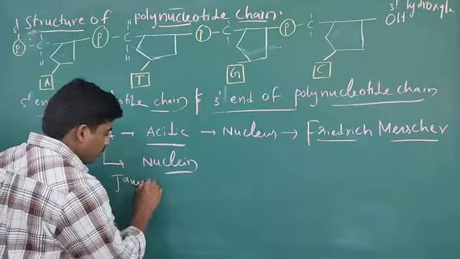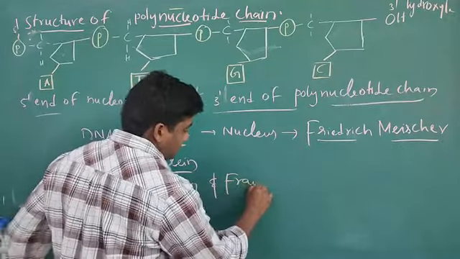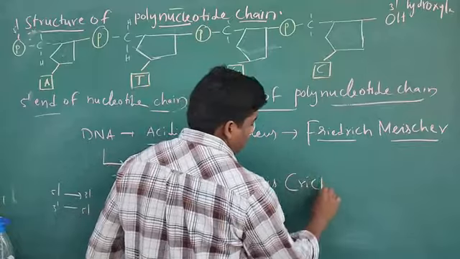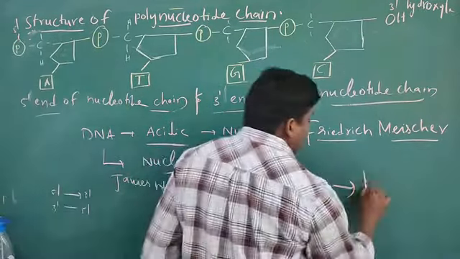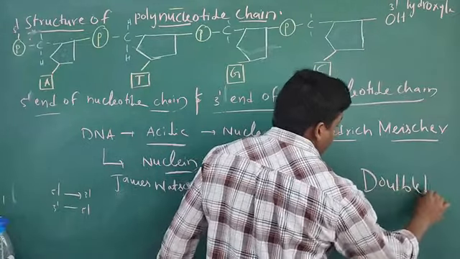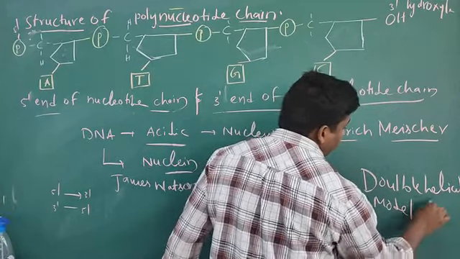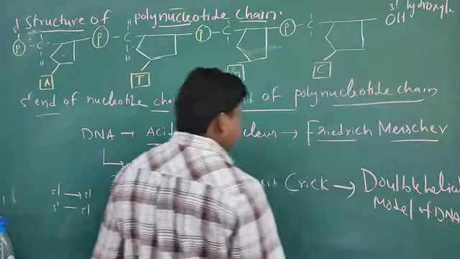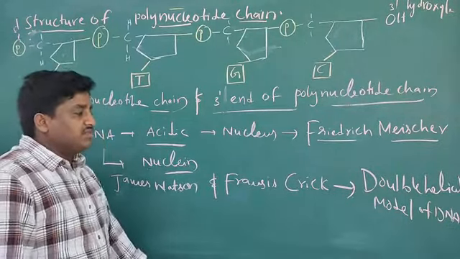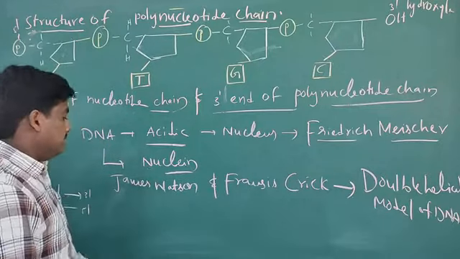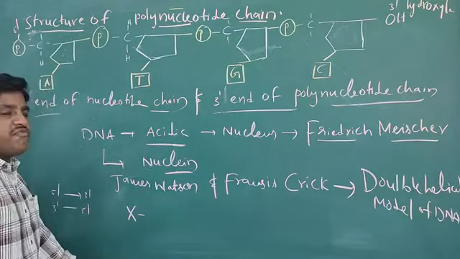Next, after that, James Watson and Francis Crick proposed the double helical model of DNA. How did they find this double helical model of DNA? By the X-ray diffraction method.